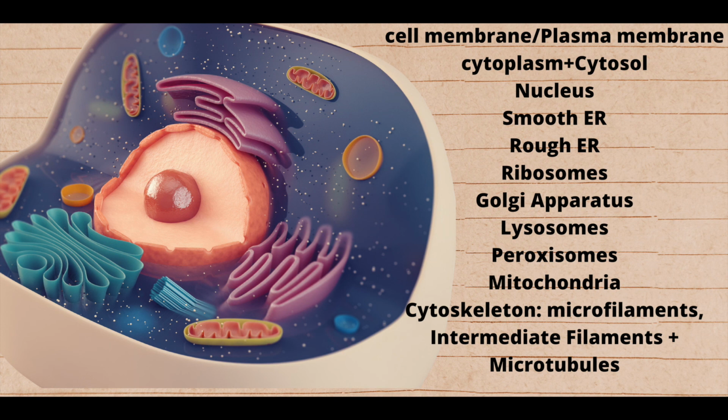Alrighty guys, so that concludes this video. Just remember that all of these listed are the important organelles that you're going to need to know for your TEAS exam: the cell membrane, plasma membrane, cytoplasm and cytosol, nucleus, smooth and rough ER, ribosomes, Golgi, lysosomes, peroxisomes, mitochondria, and the cytoskeleton, which includes your microfilaments, intermediate filaments, and your microtubules.